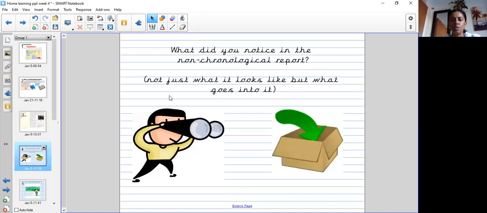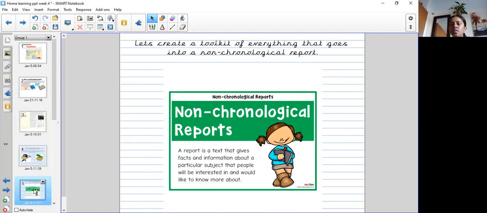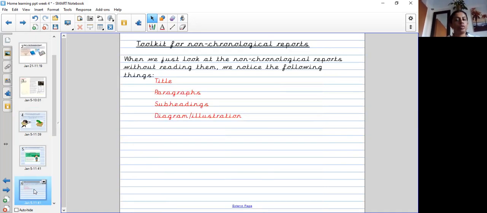Okay, let's have a look. So what did you notice about the non-chronological report? Not just what it looks like, but what goes into it. So we're going to create a toolkit of everything that goes into a non-chronological report. So we know that a non-chronological report gives us information about a particular subject that people would be interested in, but it is not in a specific order. So, toolkit for non-chronological reports.